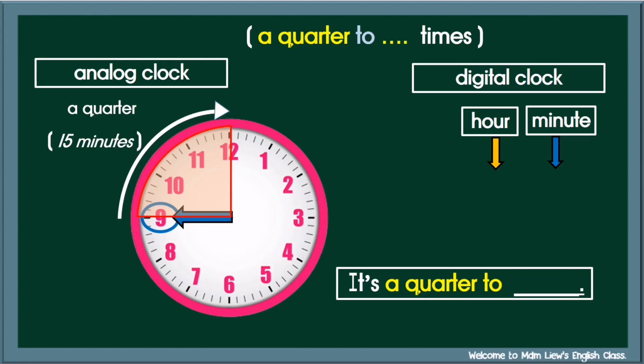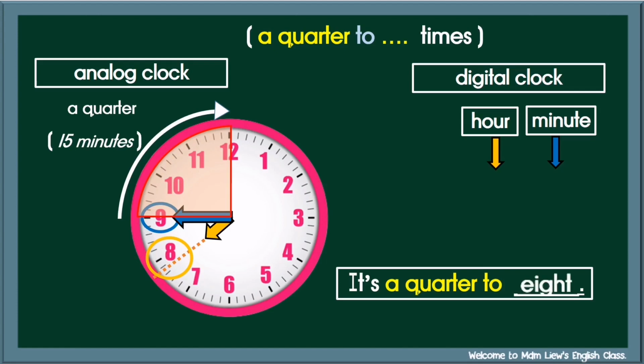Let's look at the hour hand. The hour hand is almost at number 8. This means it is a quarter to 8 because there's a quarter of an hour left before we reach 8 o'clock. So we say it's a quarter to 8.